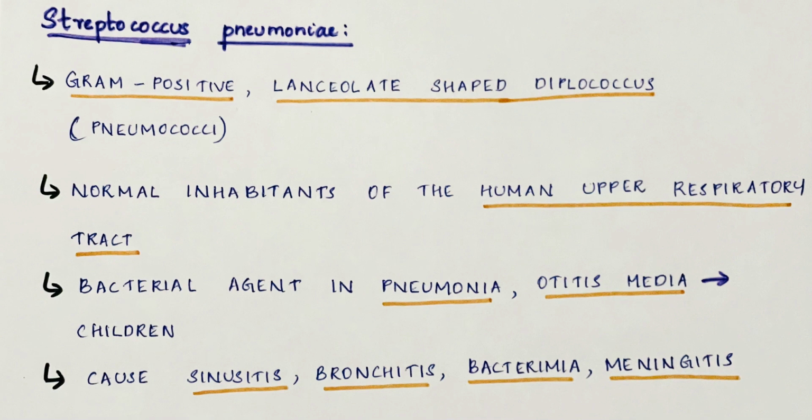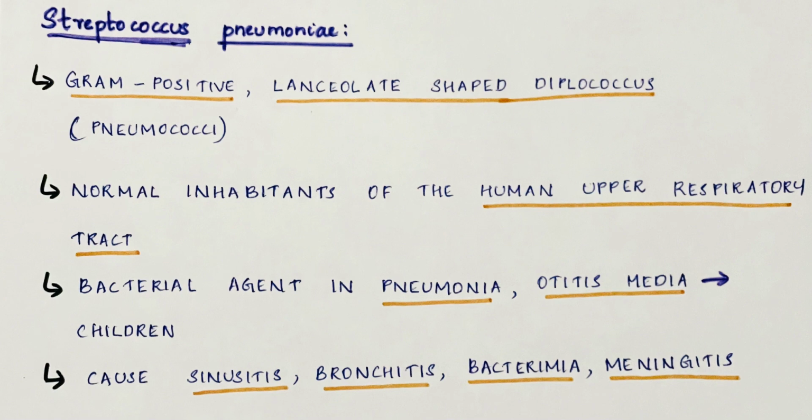Okay? And these are normal inhabitants of the human upper respiratory tract. They are also bacterial agents in pneumonia and in otitis media in children. So pneumonia you have heard commonly. It is an inflammatory condition of the lungs affecting air sacs, whereas otitis media is an inflammation or infection in the middle ear. It can cause ear pain and sometimes it also affects the hearing capability.